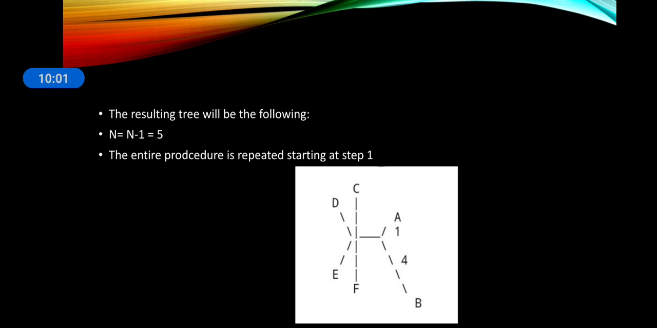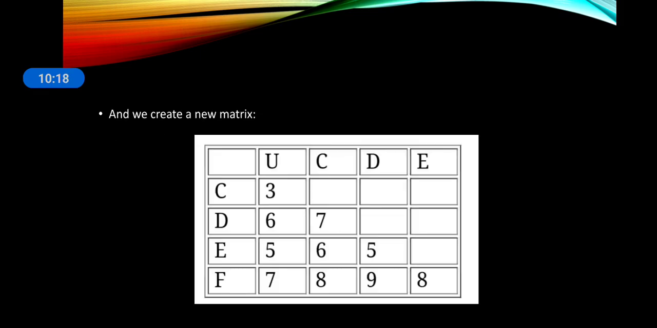So you'll have to start step 1 again, and repeat steps 1, 2, 3, 4, 5. You will be repeating these steps until you are only having two terminal nodes. So that is how you will do the neighbor joining method.